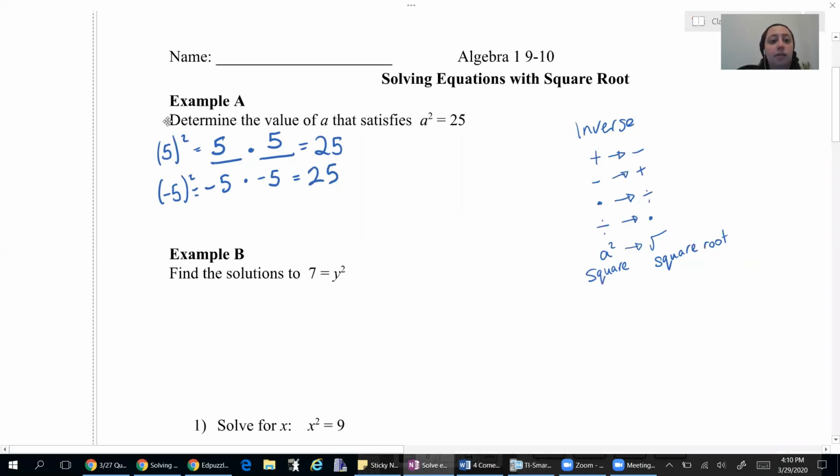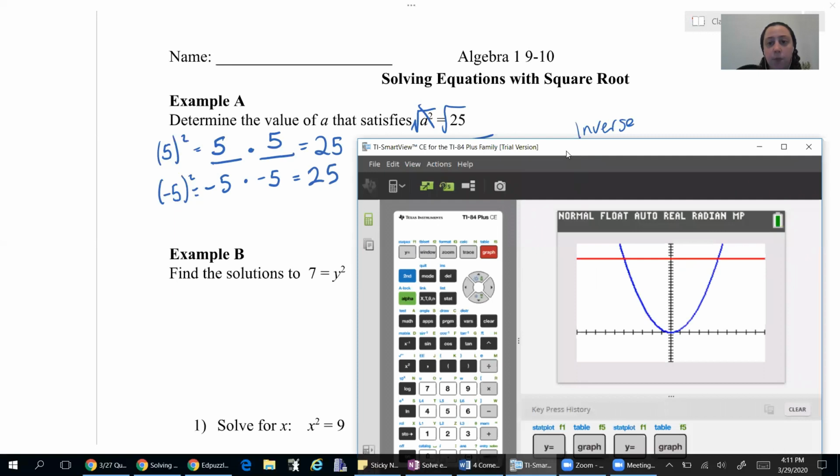Now, we tried to come up with some number that would give us 25. Now we can also use the inverse operation, which is what they'll want to see on the exam. So anytime you have square, you need to put square root as the inverse. Now whenever we do square root, we always have to do plus or minus. So we're going to get a, the square and the square root cancel, equals plus or minus square root of 25.